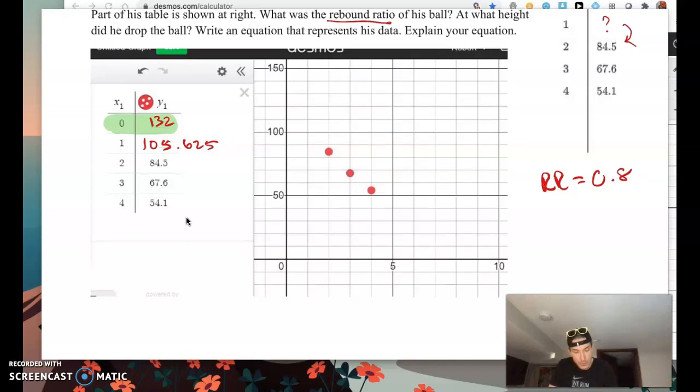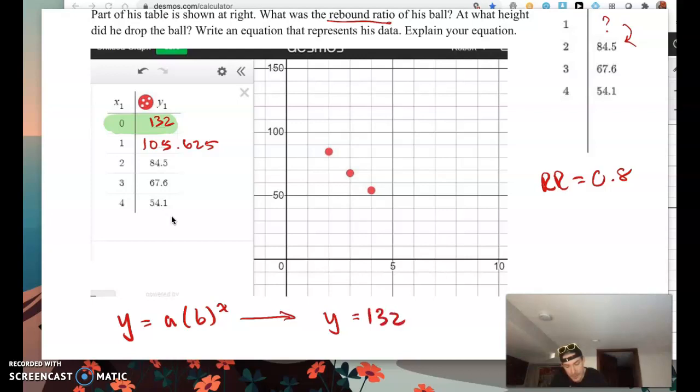Well, because folks, those are the two things that we need to write that equation. Remember, we've got this general exponential form, y equals a times b to the x power, okay? And what we're going to do is take this and use that drop height, that starting value, the height that we have with 0 bounces. That's my 132. And I'll multiply that by my 0.8 to the x power. And I'll be able to graph that, and I'll be able to see if that fits and passes through those points here. We'll check that out in just a second, okay?